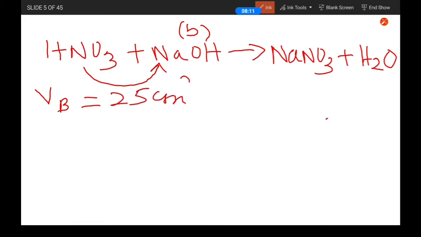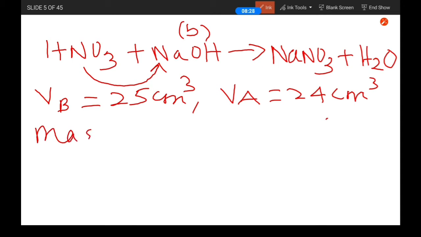From the pipette, 25 centimeter cube. And we are given the volume of A that we usually calculate from titration, and that is from this question, 24 centimeter cube. Very good. And then we are also given the mass concentration of B to be 4 grams per dm cube. So that is the mass concentration in grams per dm cube.